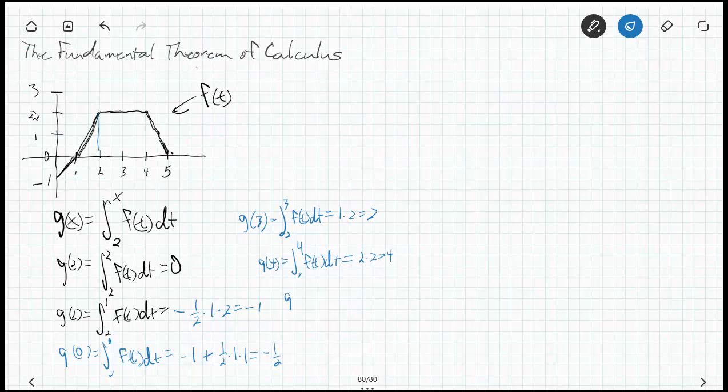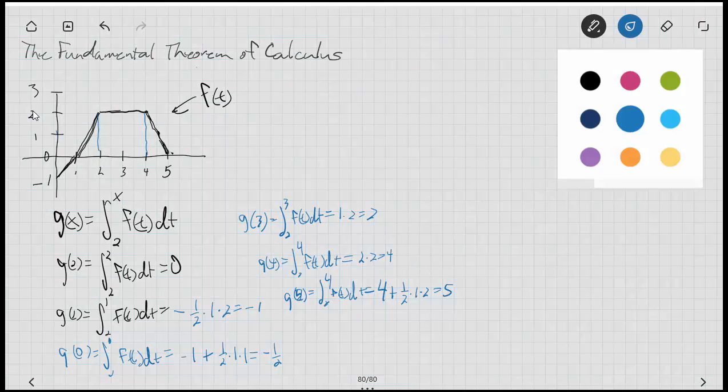Last but not least, g of 5 is equal to the integral from 2 to 4 of f of t dt, which is this rectangle, which we just figured out was 4, plus the integral from 4 to 5, which we know is a triangle of base 1 and height 2, so plus 1/2 times 1 times 2, which is 4 plus 1, which is 5.